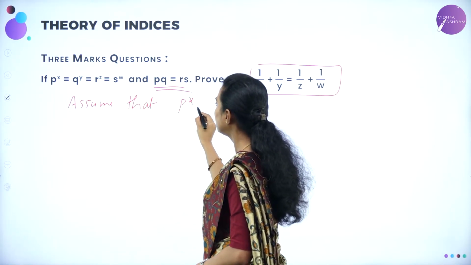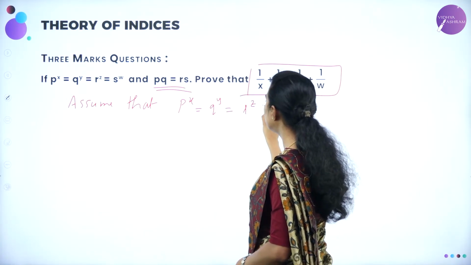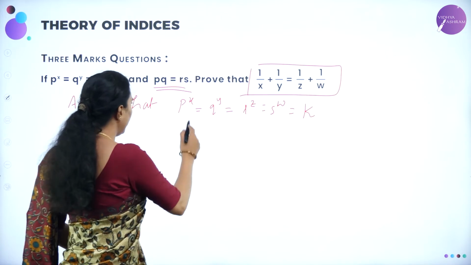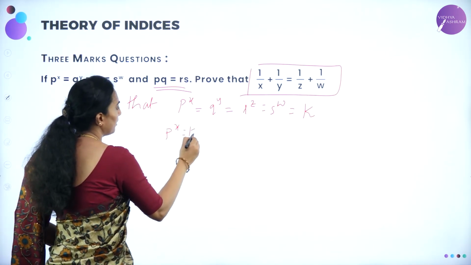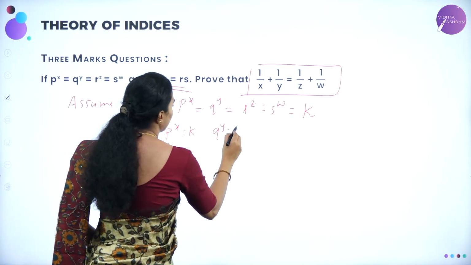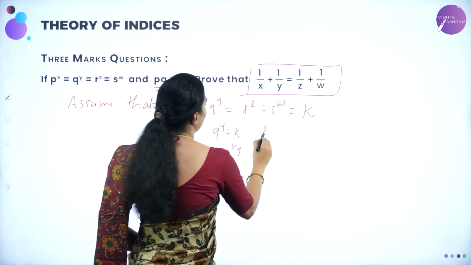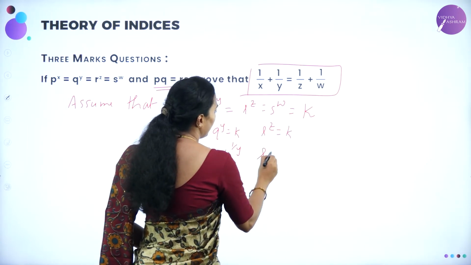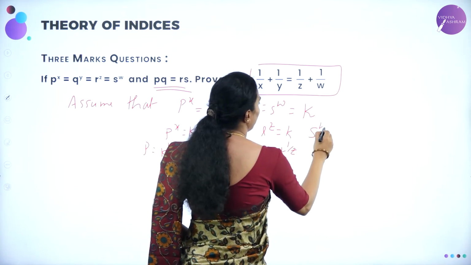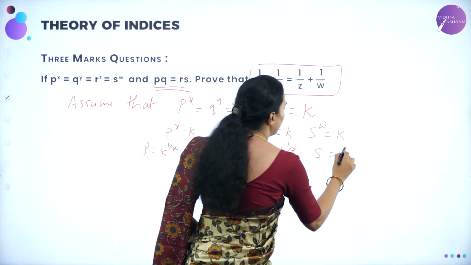P power x is equal to q power y is equal to r power z is equal to s power w is equal to some constant k. So you are going to take it as p power x is equal to k, p will be k power 1 by x. Q power y is equal to k, q will be k power 1 by y. R power z is equal to k, r will be k power 1 by z. Similarly, s power w is equal to k, means s will be k to the power of 1 by w.